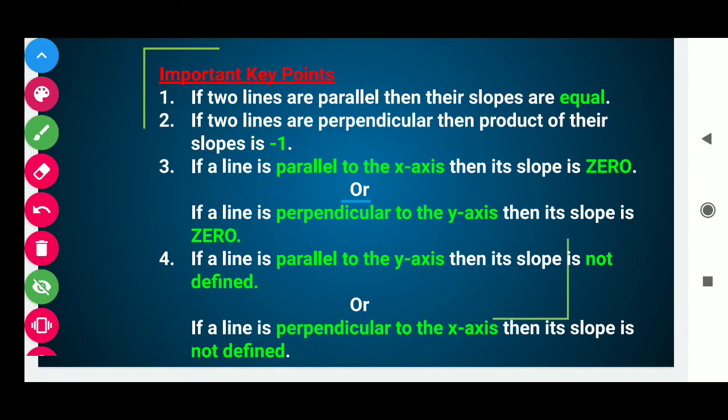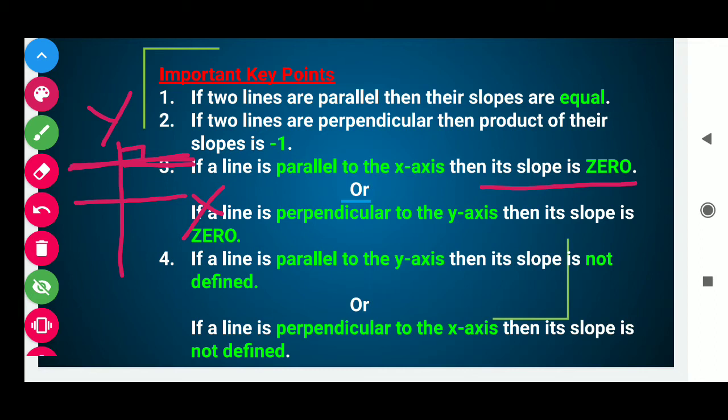The third point is if a line is parallel to the x-axis. So students, you can see here that if this is the x-axis and y-axis and we draw a line that is parallel to the x-axis, then its slope is 0. हम ऐसा भी कह सकते हैं, alternatively we can also say that this line is perpendicular to the y-axis. So students, in this way both give the same result.